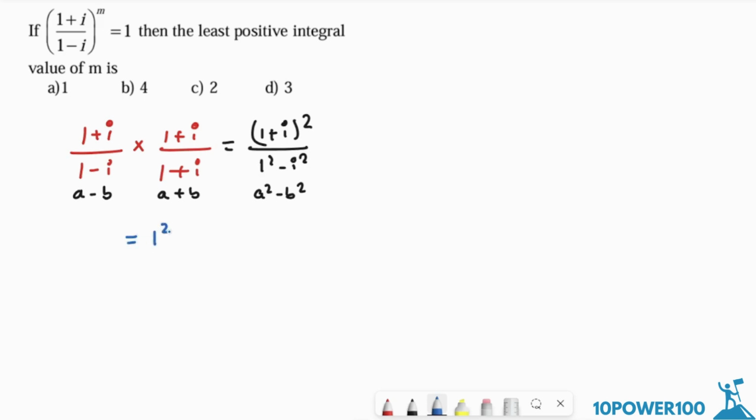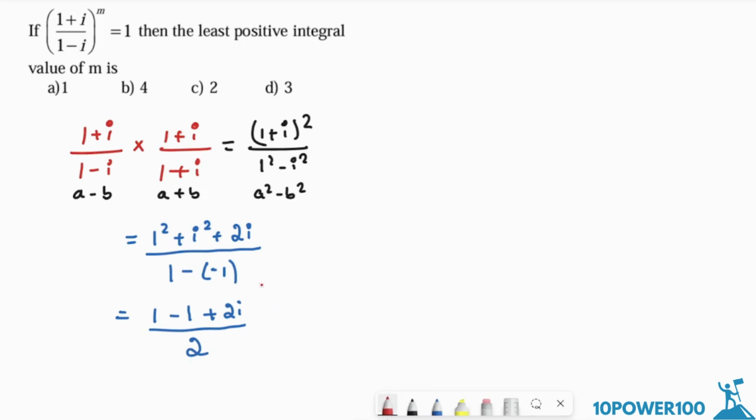It is 1 square plus i square plus 2ab, 2 into 1 into i, so that becomes 2i, whole divided by 1 square minus i square. The i square value is nothing but minus 1, so it becomes minus 1. Now if you calculate, 1, i square value is minus 1, plus 2i, whole divided by 1 minus of minus 1, which becomes 1 plus 1, that is 2.